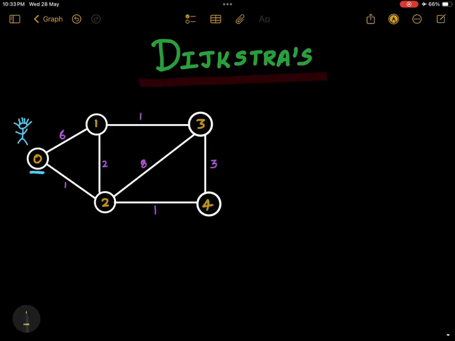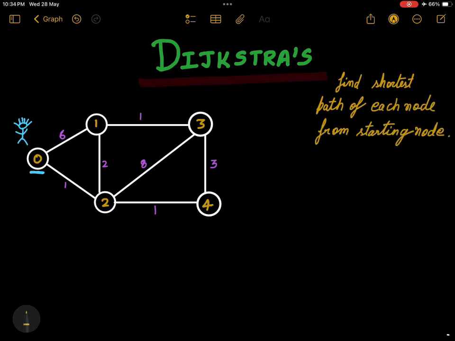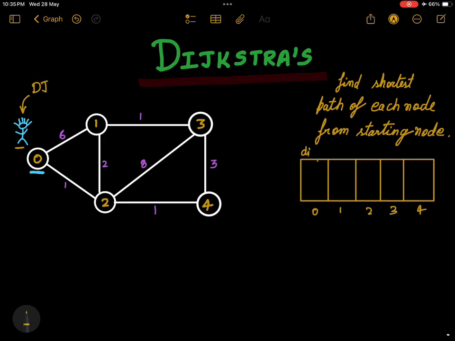Today we're gonna see Dijkstra's algorithm. So we have our guy Dijkstra and he wants to find the shortest path to each node from the starting node, okay? So here we have our guy DJ at node 0 and we have our distance vector, right? Now what DJ does is he uses a little bit of common sense, which you will see in a bit.